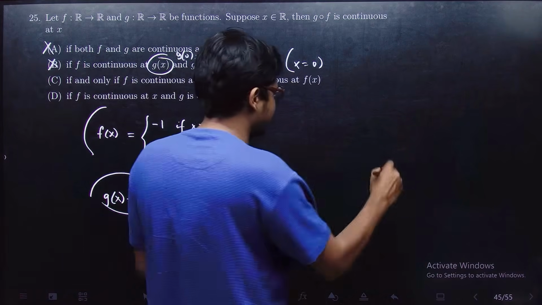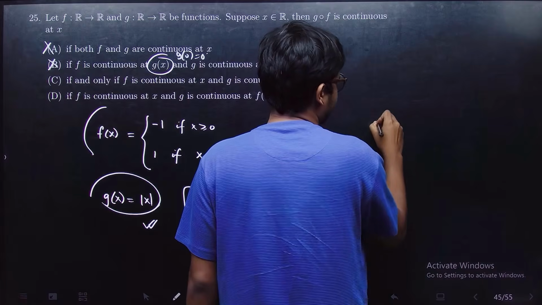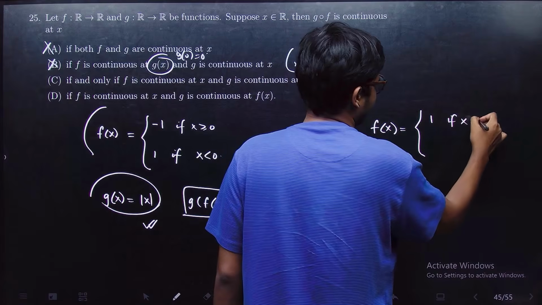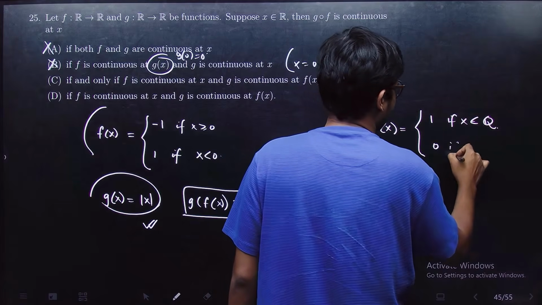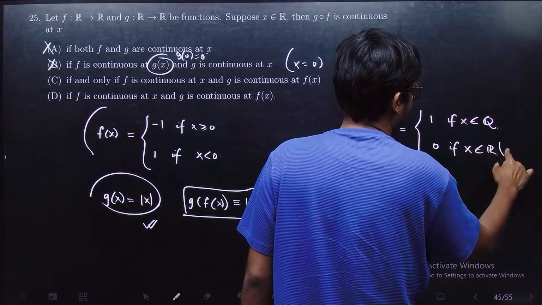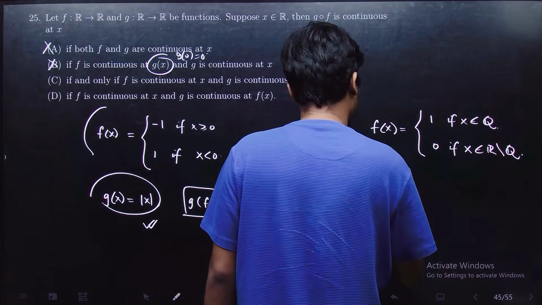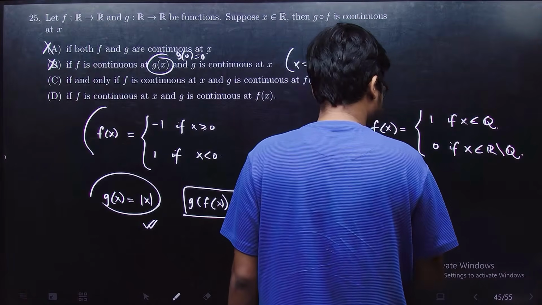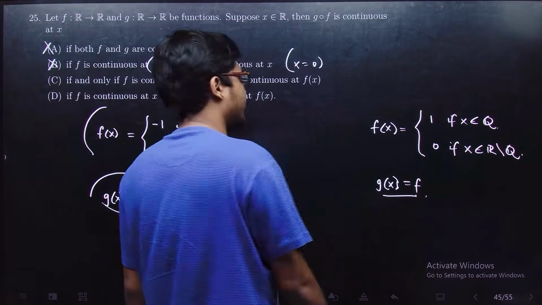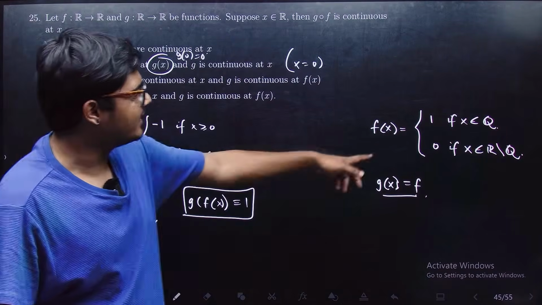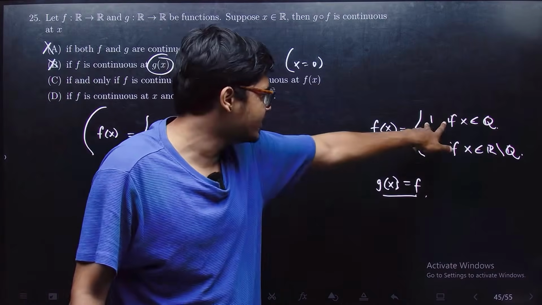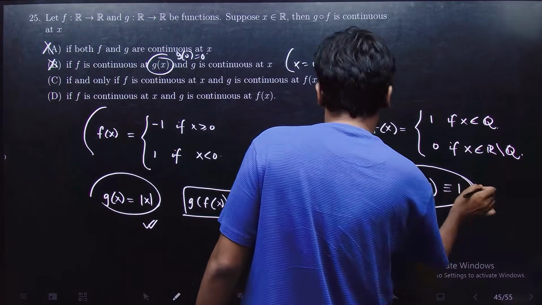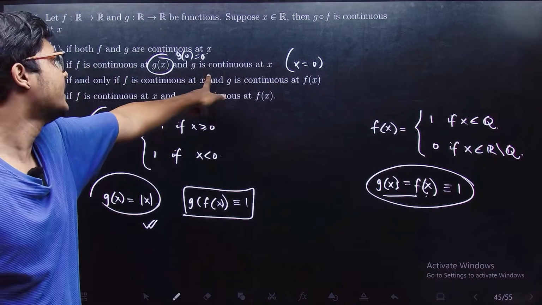So for this, let's consider a different example. Say I go with the Dirichlet function, okay? 1 if x is rational and 0 if x is irrational, okay? And let's go with g, where let's go with g equal to this itself, right? Take g equal to f. Okay, then what is g of f? G of f, see, these two values are rational, right? So if you compose it twice, you're always going to end up with 1, okay? So g of f of x, again, it's identically equal to 1. Now the condition: if and only if f is continuous at x and g is continuous at f of x.